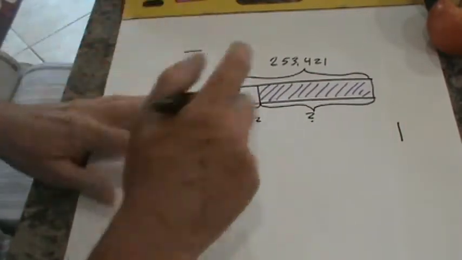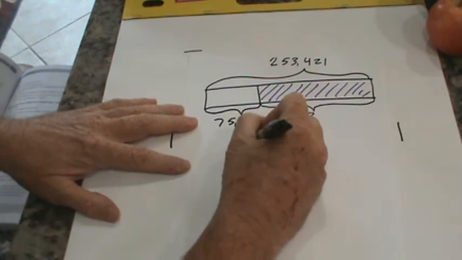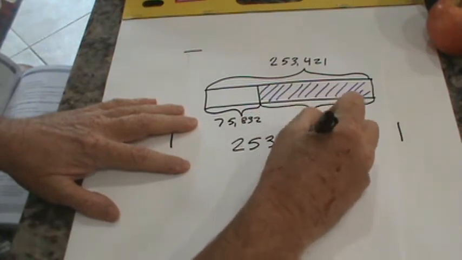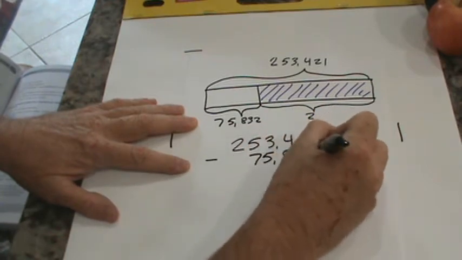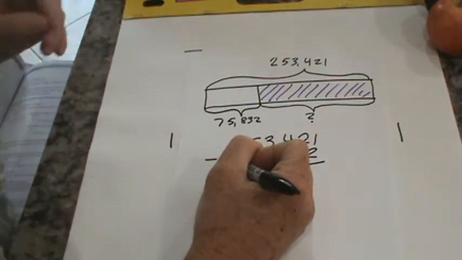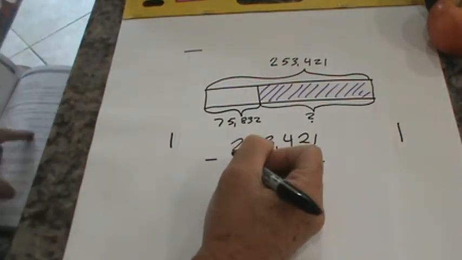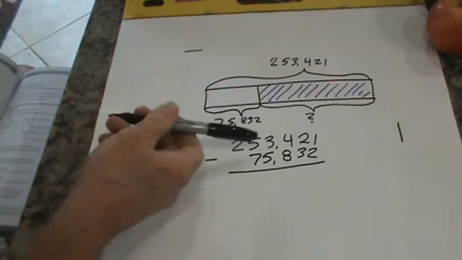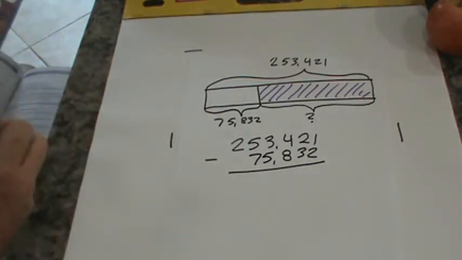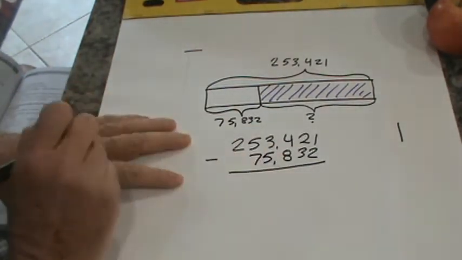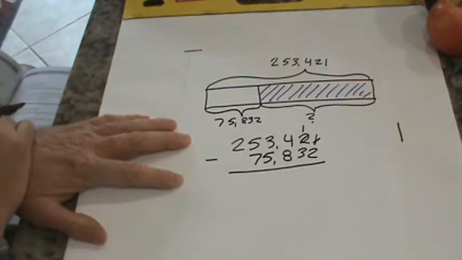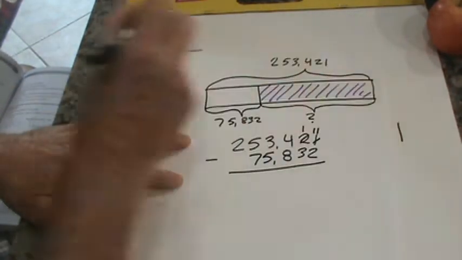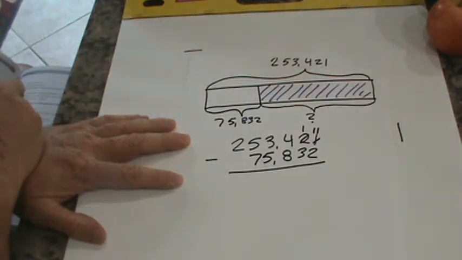And we'll subtract 253,421 minus 75,832. And remember, our goal today was to regroup units 5 times to subtract, okay? So there's going to be 5 regroupings in there, I think. Let's see what happens. I can't take 2 ones away from 1 one, right? So I'm going to give 10 over here. So that 1 becomes 10 plus 1, which is 11. And 11 minus 2, well, I know 11 minus 1 is 10, so minus another 1 would be 9, correct?